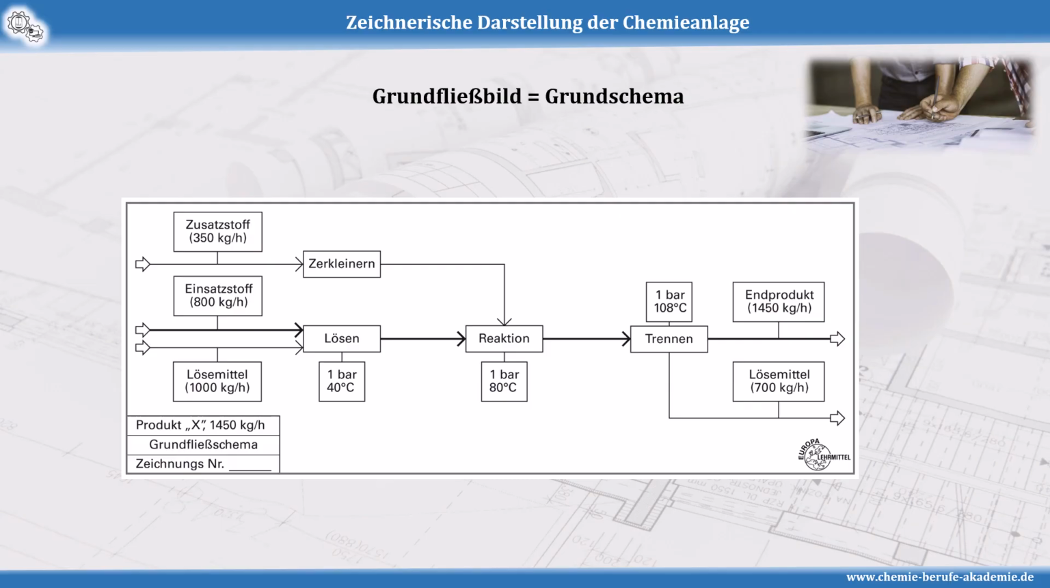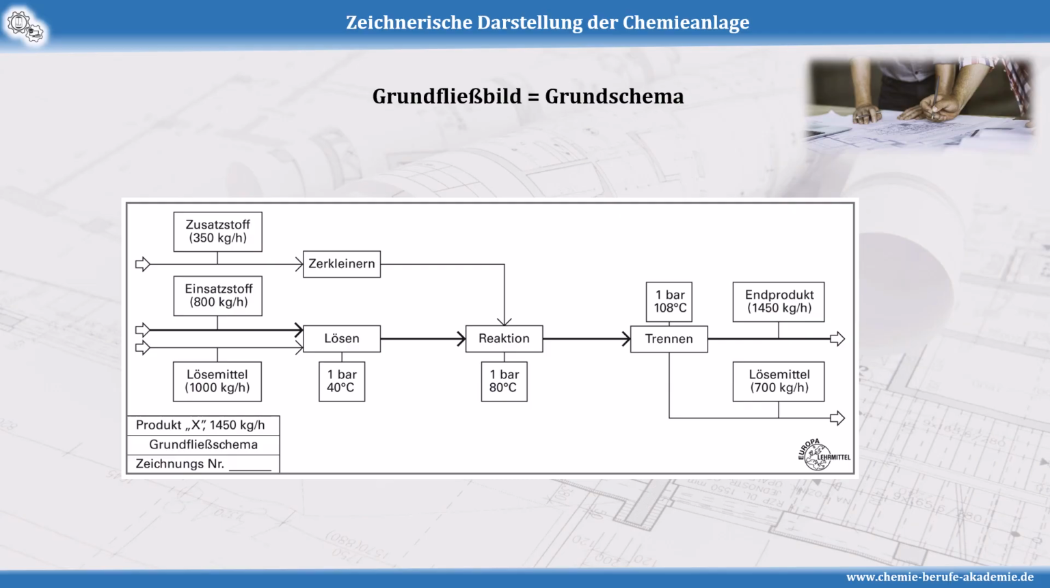We can see that the solvent is fed at 1,000 kilograms per hour, and the main raw material at 800 kilograms per hour. It seems that the raw material is dissolved in the solvent at 1 bar and 40 degrees Celsius. Then an additive is added, and before that, it is crushed, which tells us it's a solid material. The dissolved raw material reacts with the additive at 1 bar and 80 degrees Celsius.